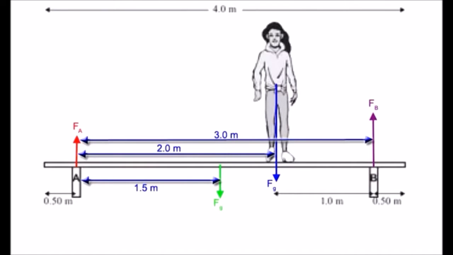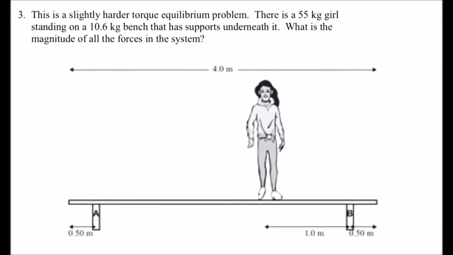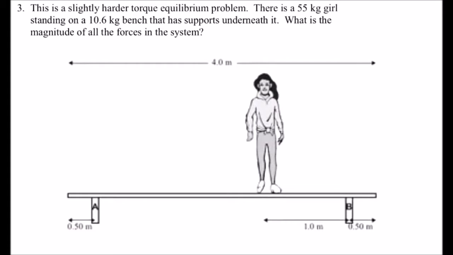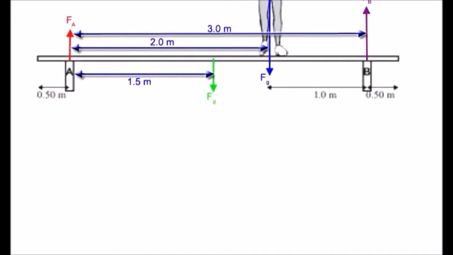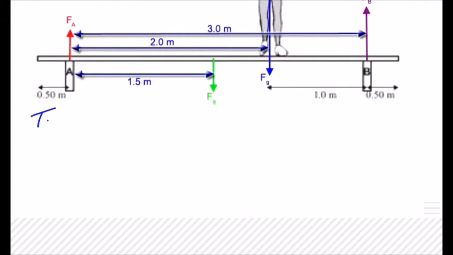All right, now let's see. What was the question here? Where they want to know all the forces in the picture, right? Okay, and we know the girl's 55 kilograms, and we know that the mass of the bench is 10.6 kilograms, okay? So what do you think that we're going to do here? What do we always start with when we're doing these static equilibrium things? We did that already. Okay, you're going to split it into translational motion and rotational motion, right? Okay, so let's do that.